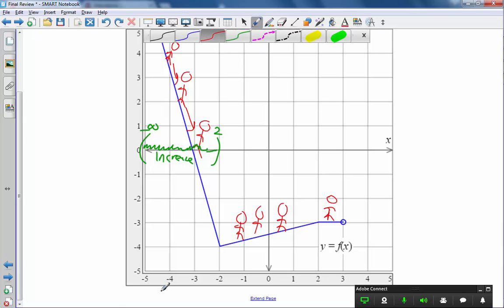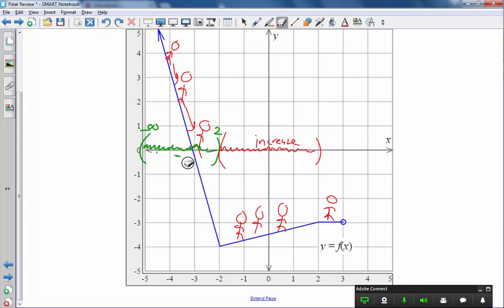Alright, next, where are we increasing? Here to there, right? So I open a new parenthesis. How far do we go? 2. Up to 2. This is increase. Yeah, the previous one is decrease. Let me fix it. Sorry.